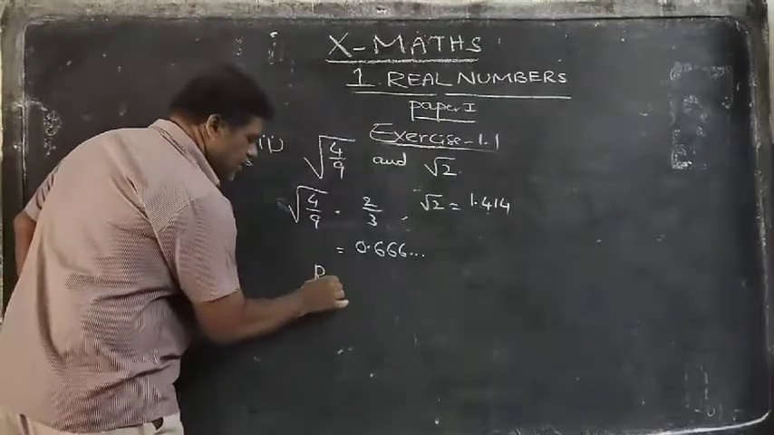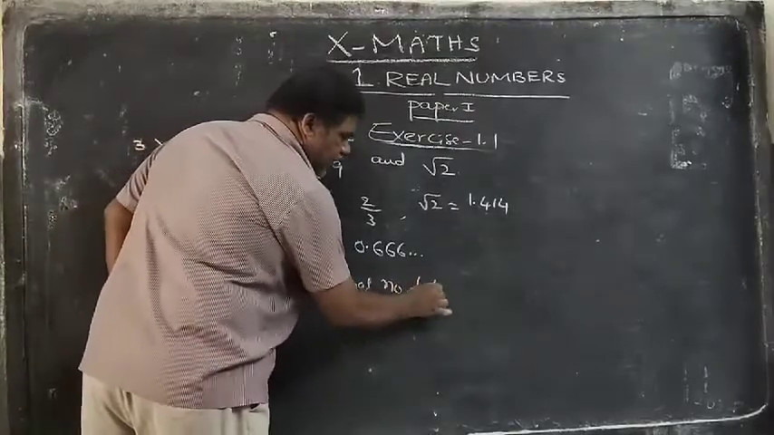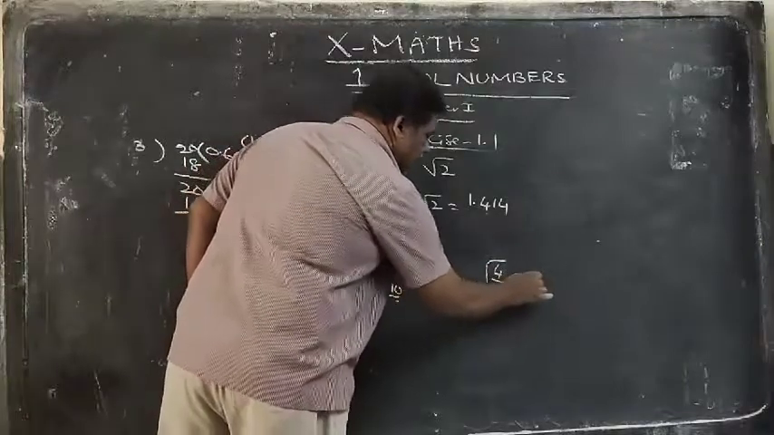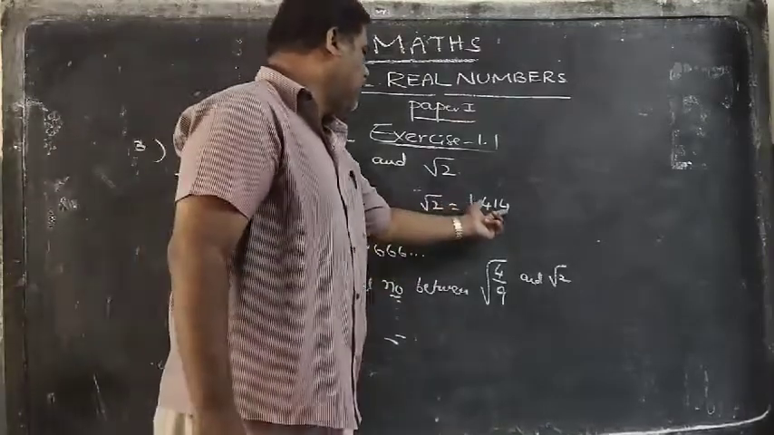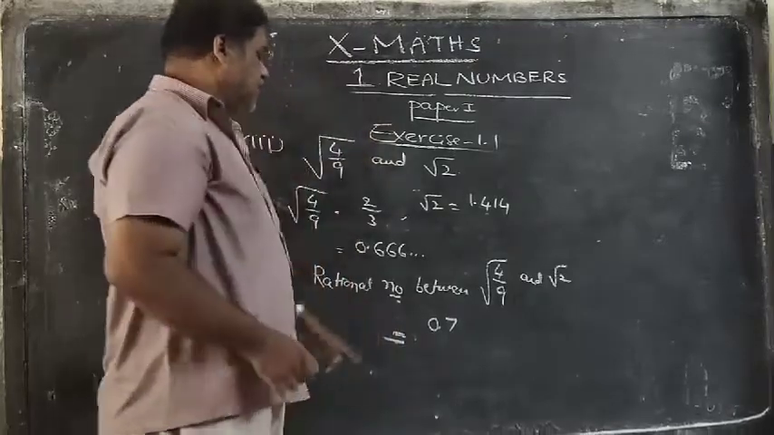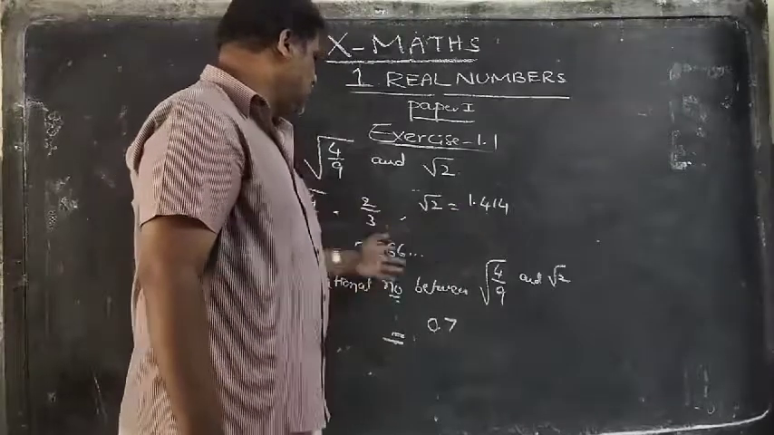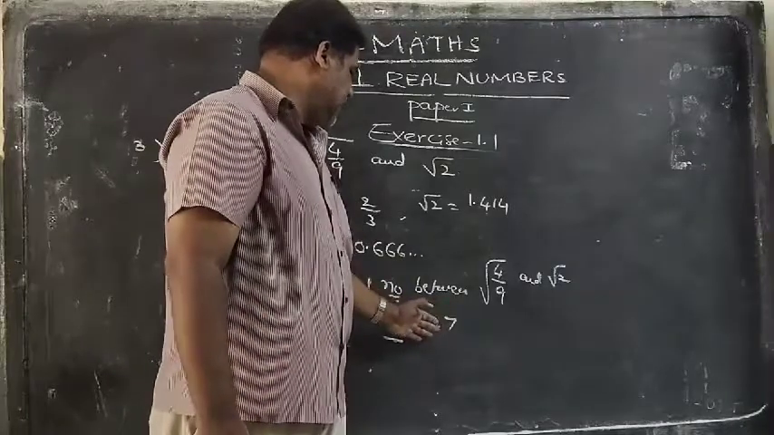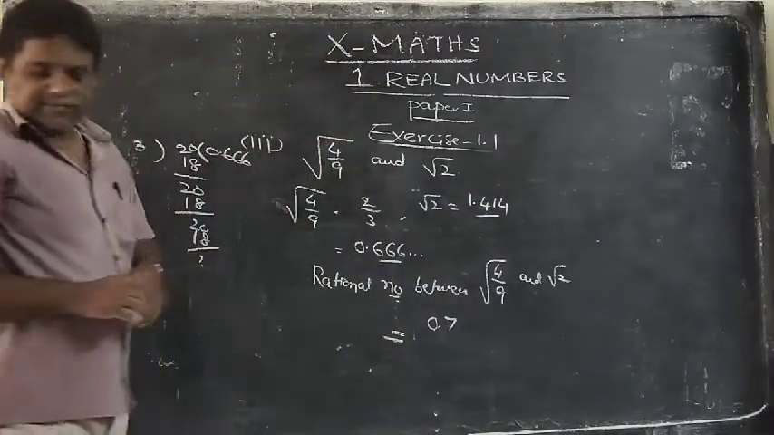Now, the rational number between root 4 by 9 and root 2. So a rational number between these two, 1.414 and 0.666. We can write 0.7. 0.7 is a number between these two. In between these two, millions of numbers are there. Only one number we should write. Let us take 0.7. So we can take it.